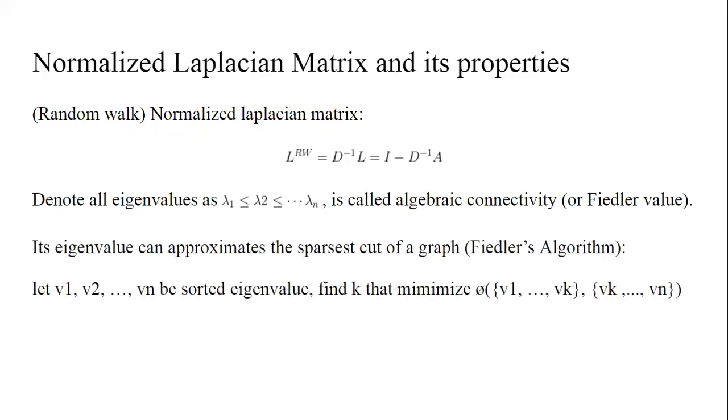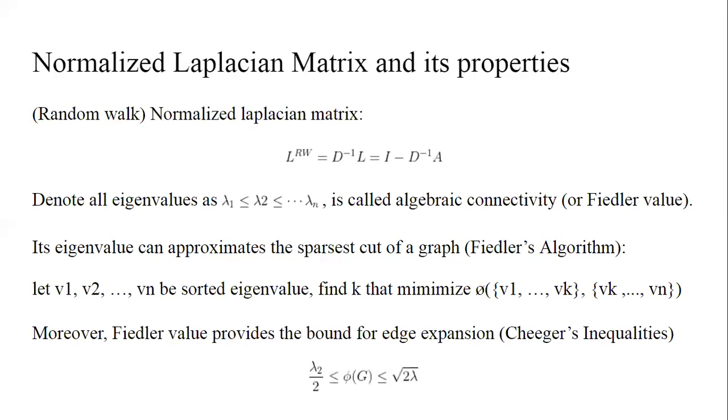Then the corresponding eigenvector will also suggest the sparsest cut of the graph. We can sort the entries in the eigenvector and separate them into two parts. Then we can find the smallest edge expansion by trying different ways of separating. This algorithm is also called Fiedler's algorithm. Most importantly, Fiedler's value gives a bound for edge expansion, and the proof for Cheeger's inequality is very complicated, especially the upper bound, and given the limited time, I will not elaborate here.